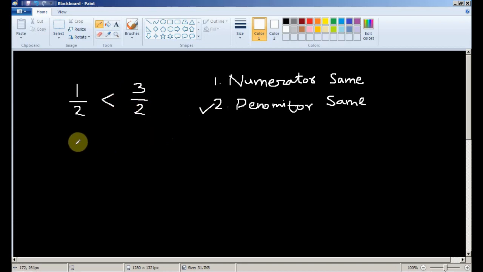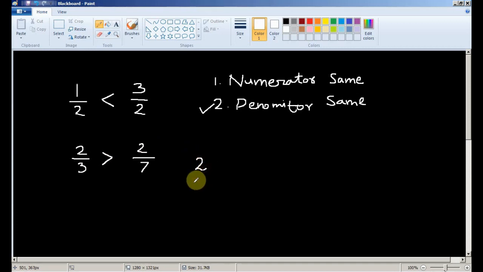Now let's look at the other one. Suppose you have the same numerator, 2 by 3, and you have to compare it with 2 by 7. What you can do in this situation is check the numerator. If they are the same, compare the denominators, 3 and 7. Whichever is smaller, that is going to be the greater fraction.